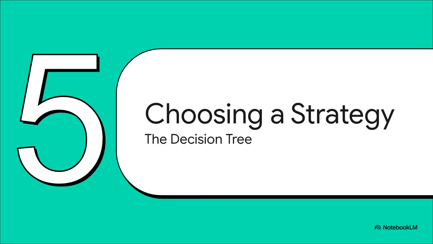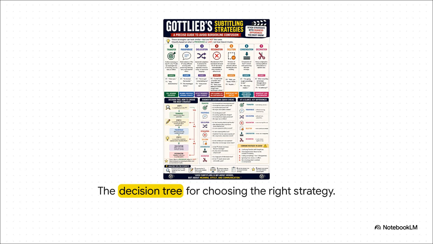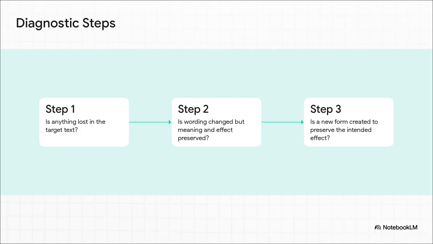So let's wrap up with part 5, choosing the right strategy. How do subtitlers make these impossible calls without ruining the film? Well, they use this master tool right here, the decision tree. This flowchart turns gut intuition into logical deduction, so we can systematically classify exactly what is happening under the hood of any translation. By asking these diagnostic questions in order, you pinpoint exactly what was kept and what was lost.